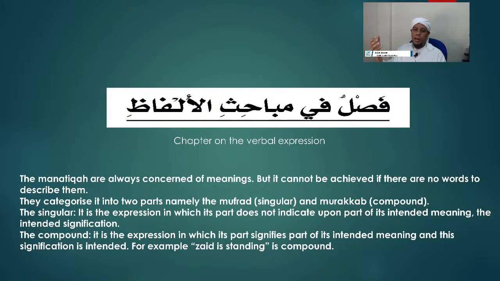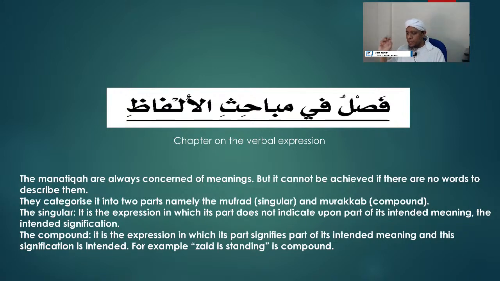And then we have the murakkab, the compound. It is the expression in which its part signifies part of its intended meaning, and its signification is intended. For example, Zaid is standing is compound. So now you have Zaid is standing, subject and predicate.